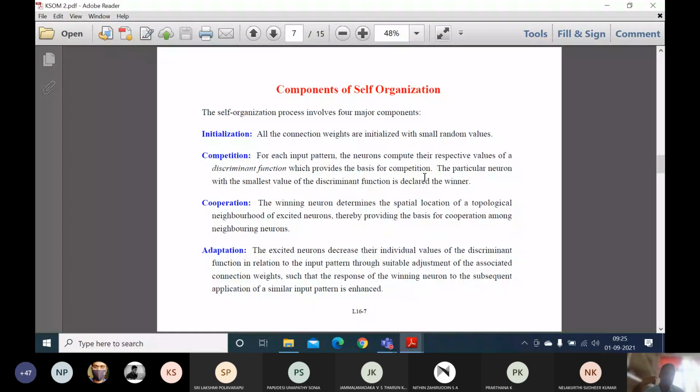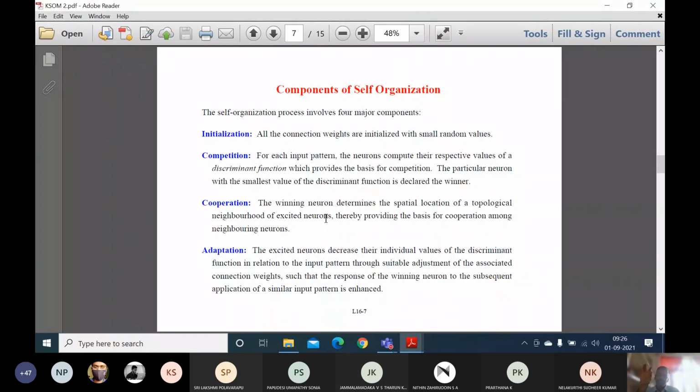Then the next process is cooperation. The winning neuron determines the spatial location of the topological neighborhood of excited neurons, thereby providing the basis for cooperation among neighboring neurons. For example, we have only one class topper, but four or five persons may be close to that topper. That is cooperation.